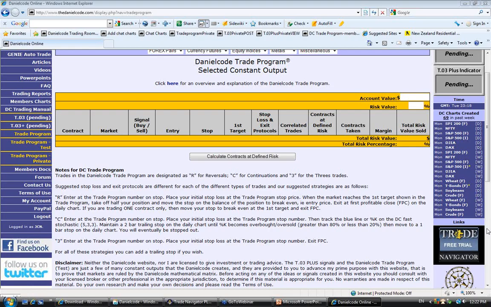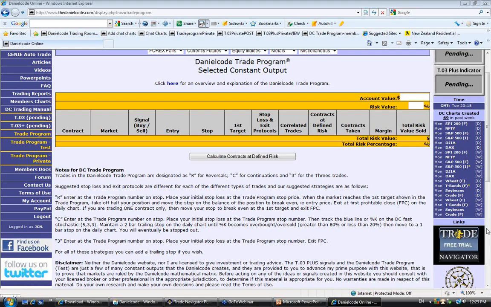Does the Genie use the first target to exit half of the positions for all threes? No, it doesn't use them at all on the threes. It only uses the first target to exit half the position on the reversals. It doesn't use them for continuations either. So, Chuck, it uses them only on the reversal signals. You can see that from the page you're looking at here. If you look at R for reversal, this tells you what it does. It's all there, and it's also under the Genie Auto Trade FAQs.